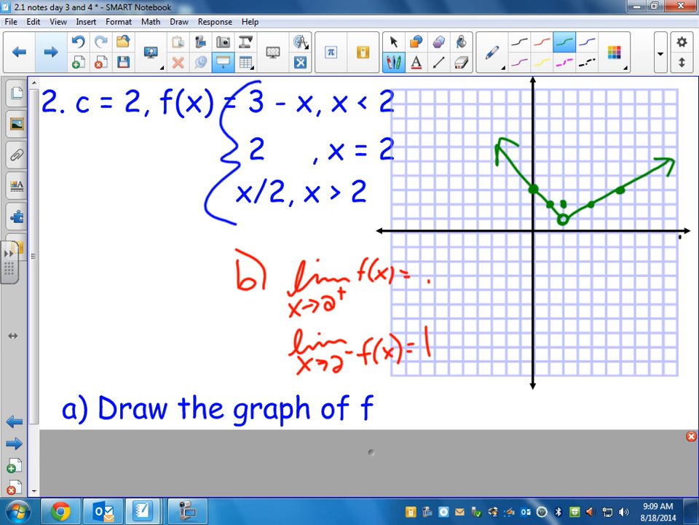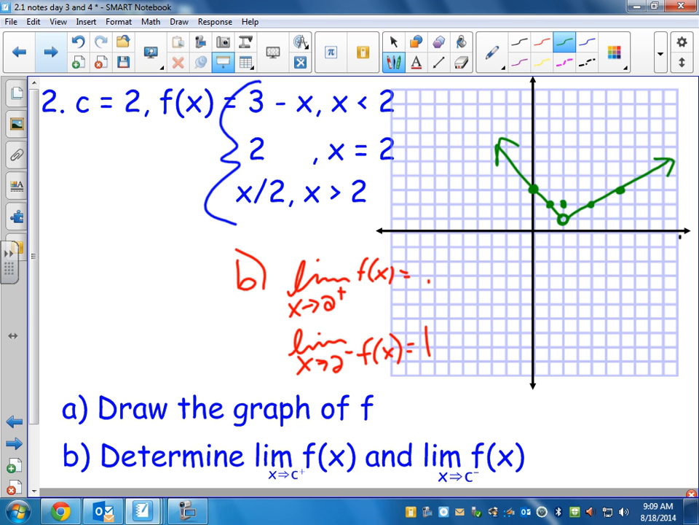So part B, I wrote this up here because part B says determine the limit as x approaches c from the right and the limit as x approaches c from the left. So that's where the c value comes into play because in the homework the directions are the same for all the problems. So you could just put for part B, find the limit as x approaches 2 from the right and find the limit as x approaches 2 from the left. Oh look, I already have the answer here.